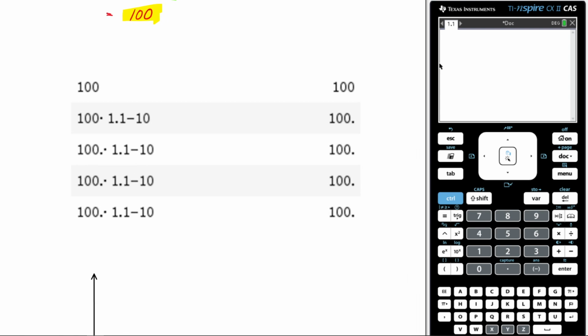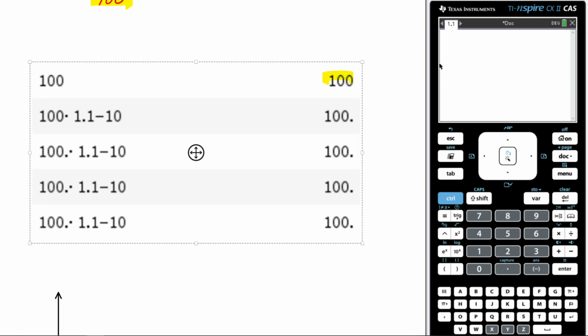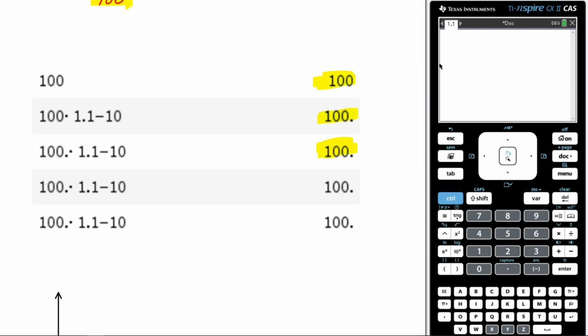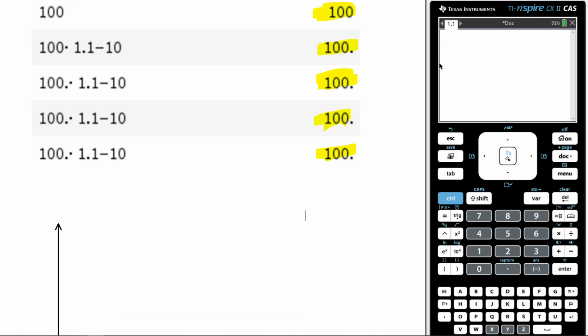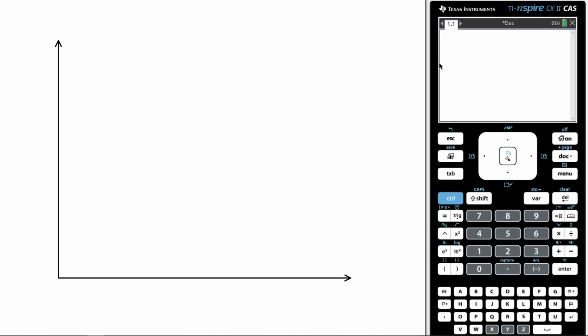So again, I've done a whole bunch of recursions here. And as you can see, 100, 100, 100, 100, 100. It remains at 100 because my repayment is only covering the interest. It's an interest-only loan. That's how we get the name. So if we were to visualize this, the value of the loan was 100. Well, it's always going to remain 100. That's what it's going to look like.